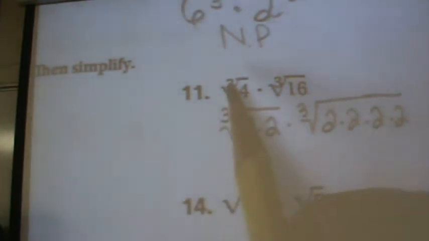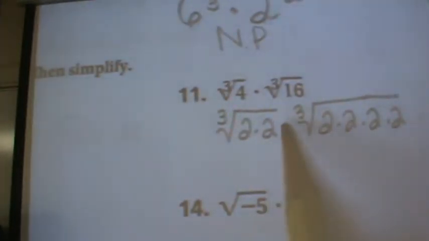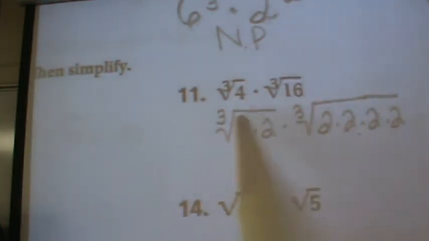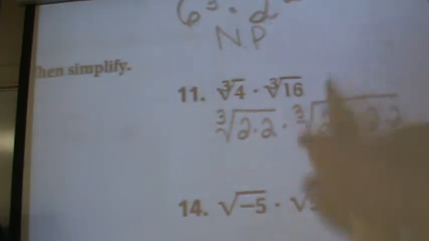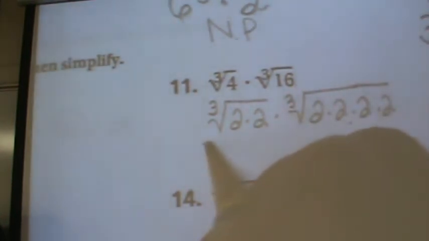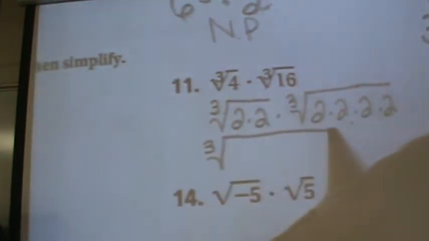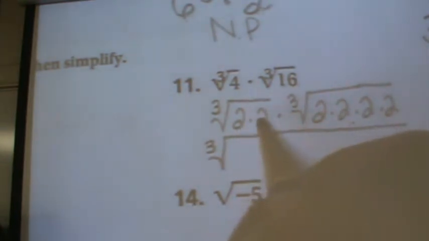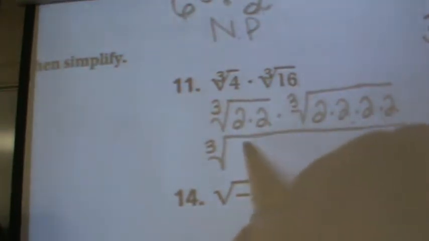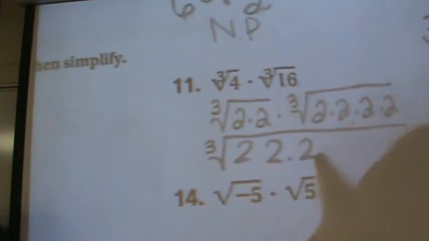Now, how many of a kind are we looking for? 3. Can I take from this radical right here? Yes, because they're both the same. What you could think of it another way is you're putting it all under one umbrella. 1, 2, 3, 4, 5, 6 twos. Does that help you?